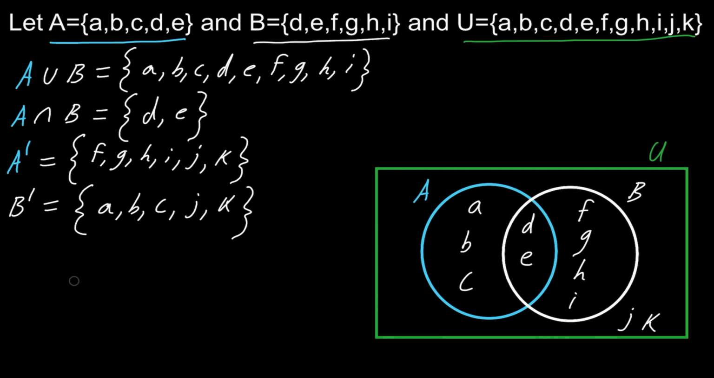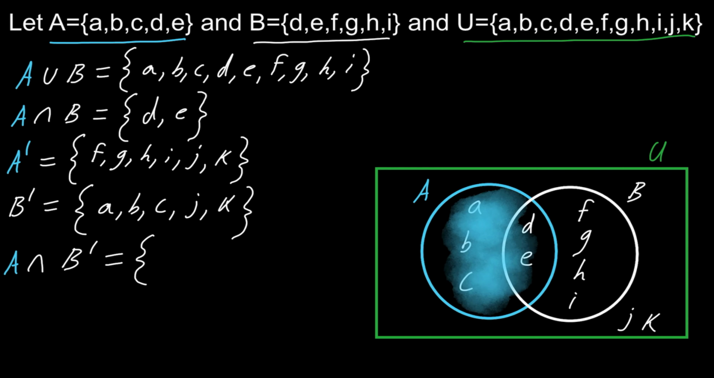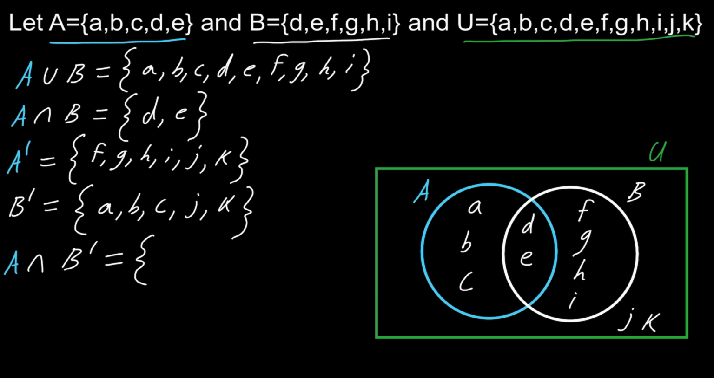So let's continue asking ourselves even more interesting questions, like what is A intersection B prime? So first, let's see, what's A? A is everything in there. And what about B prime? B prime is everything that is not in B. So everything here and everything here. So where do the two intersect? Well, they intersect right over here at A, B, C. So the answer is A, B, C.